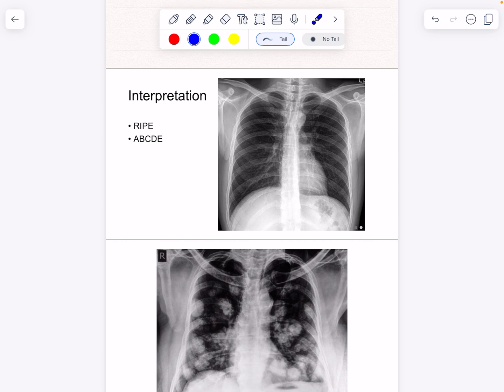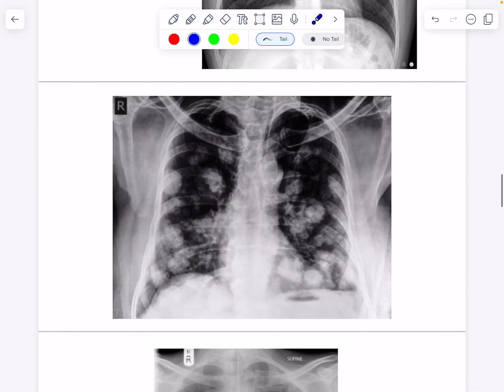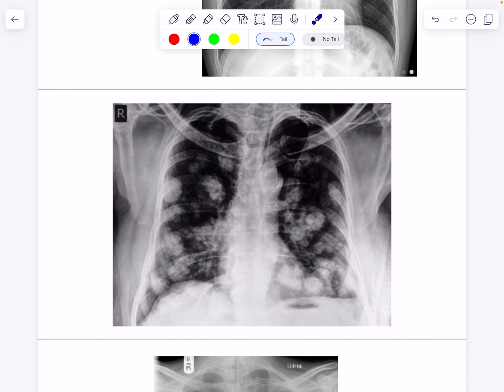What I want to do next is go through a few key chest x-rays, just so you can have a quick idea of what they look like. Once you've seen one, you know what they look like. So starting off with this one, if you can pause them and interpret in the same way, go through a RIPE and an A2E, but I'm not going to do that.